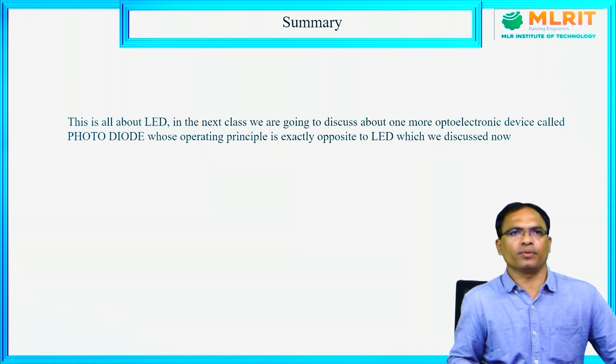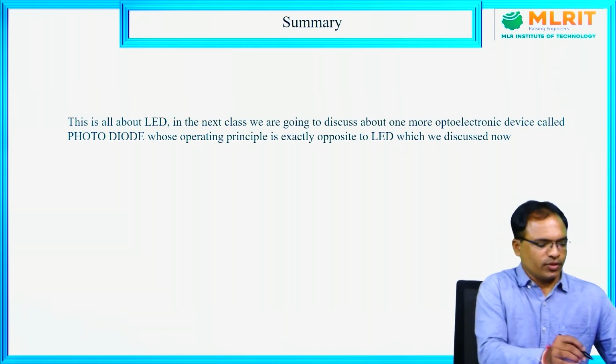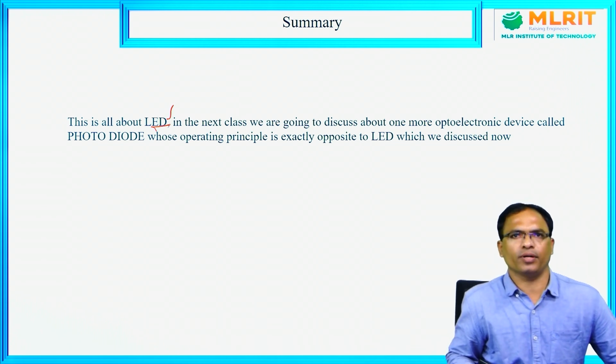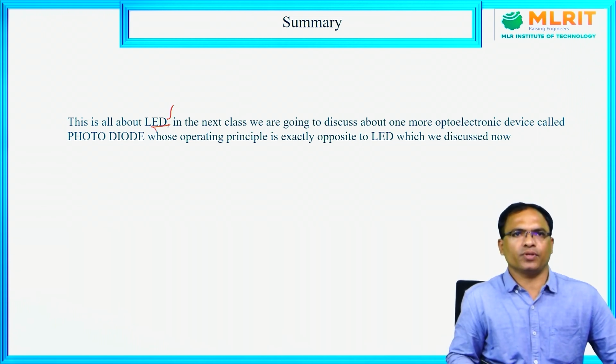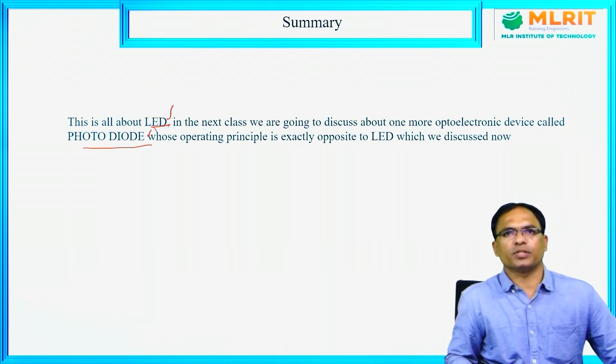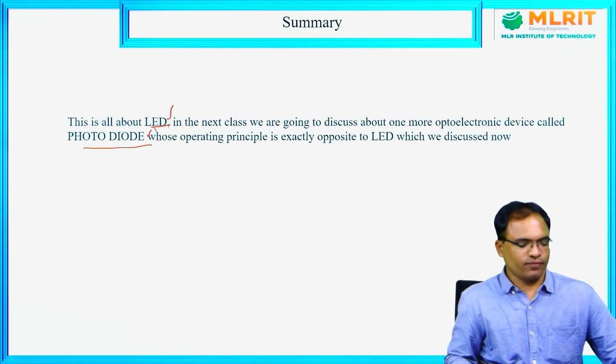And coming to the summary, this is about LED, what we discussed now, which is one of the important optoelectronic devices. In the next class, we are going to discuss one more optoelectronic device, that is the photodiode, whose operating principle is exactly opposite to that of the LED.